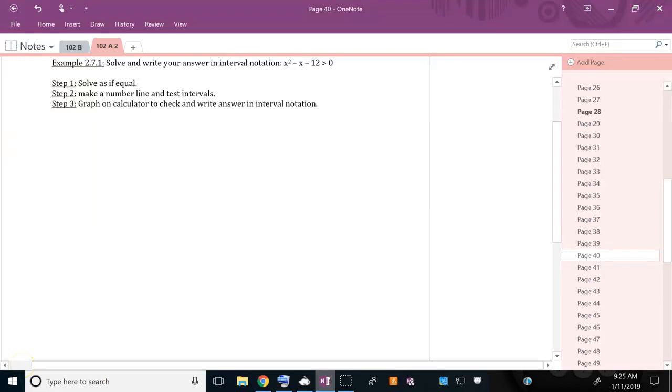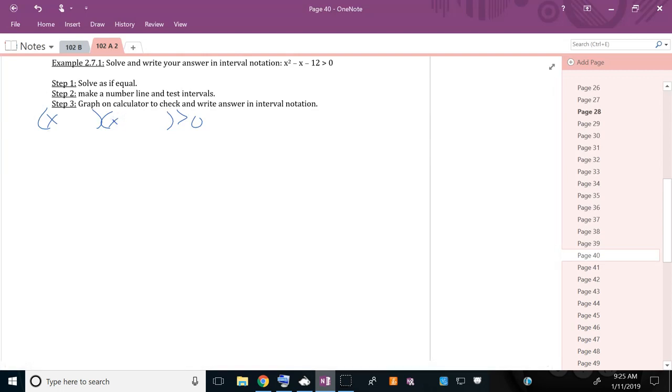102, example 2.7.1. Let's solve quadratic inequalities. Now, these steps that we're going to do are going to sound very similar for all of the other inequalities that we will see in this class. So my first step is to solve it as if we just had an equal sign. So if I have x squared minus x minus 12 is greater than 0, I'm going to solve that with factoring.